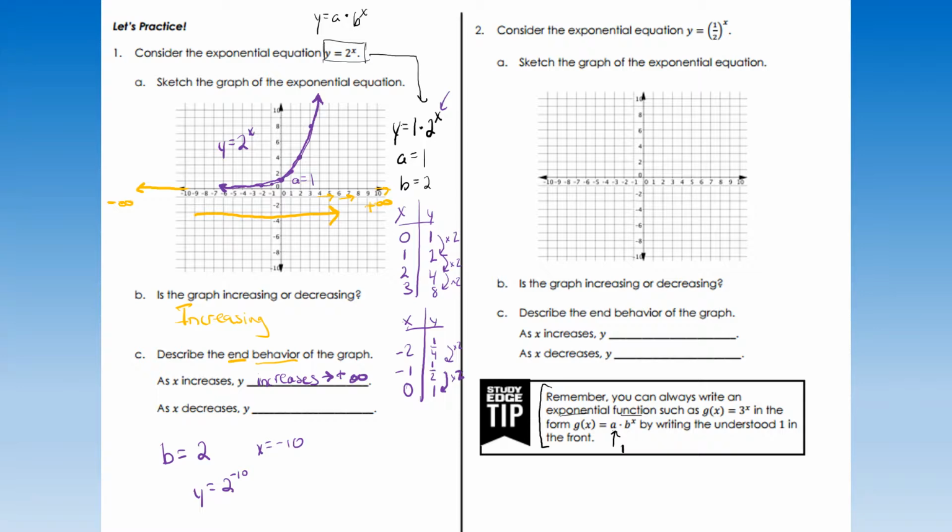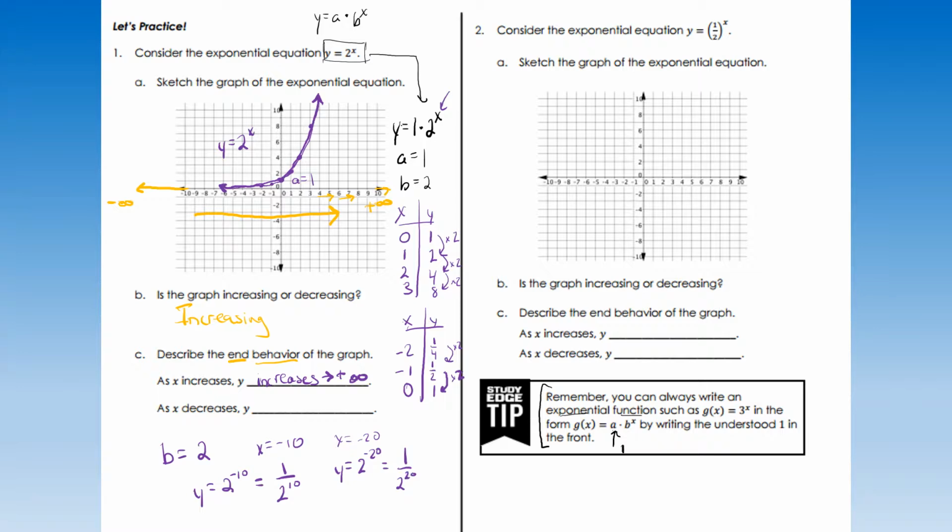Well, what do we know about exponents? Negative exponents can be written as positive exponents if I flip them and put them in the denominator of a fraction, 1 over 2 to the 10th power. Okay? And 1 over 2 to the 10th power is still going to be a positive number, right? It's still above 0. What if I were to make x equal to negative 20? If y is equal to 2 to the negative 20th, that's still 1 over 2 to the 20th power.